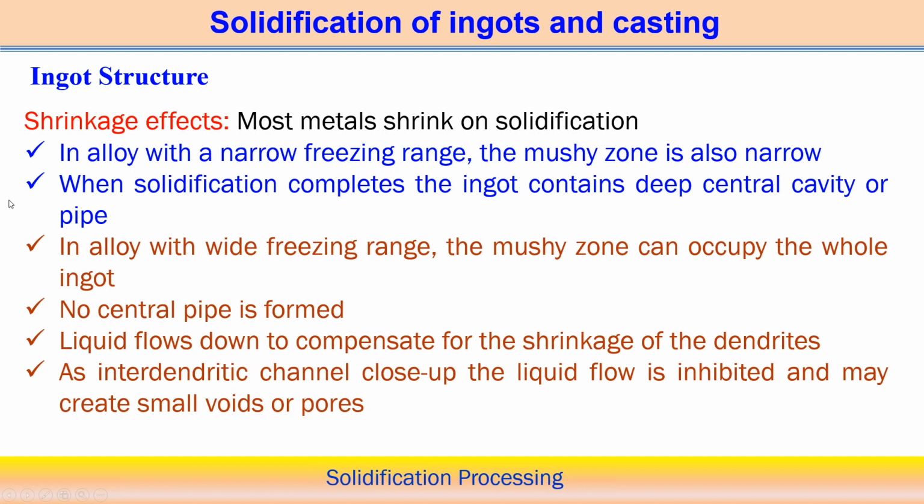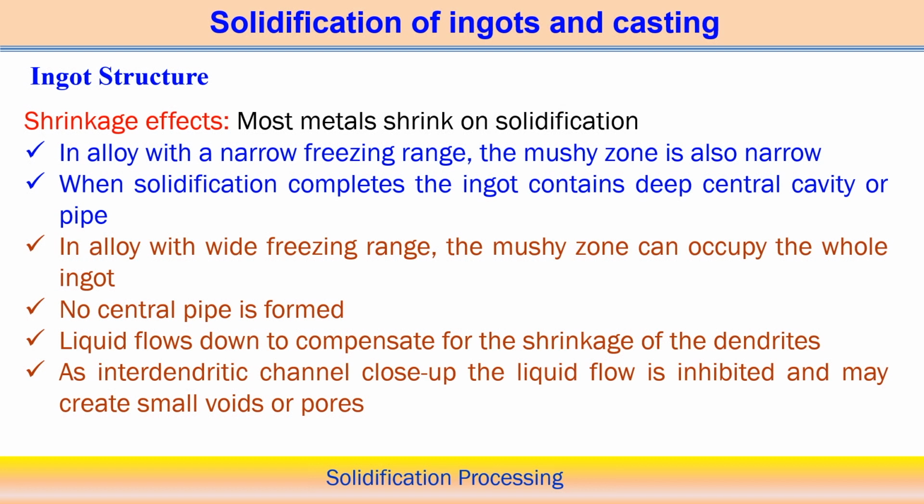Now we will do further analysis of the ingot structure, but overall we can see that some shrinkage effects will always be there, because when there is a change of phase from liquid to solid, we can expect some shrinkage of the metal volume during this process, which occurs in most metals.